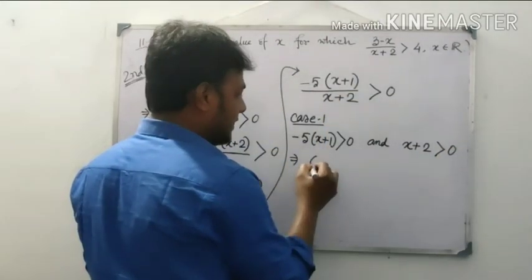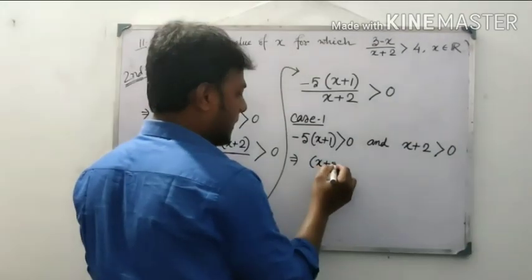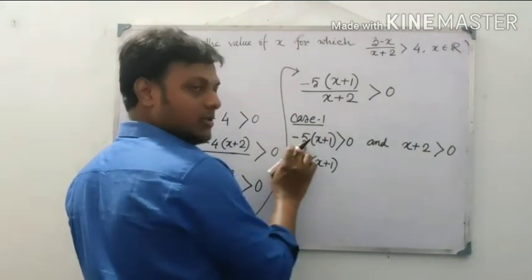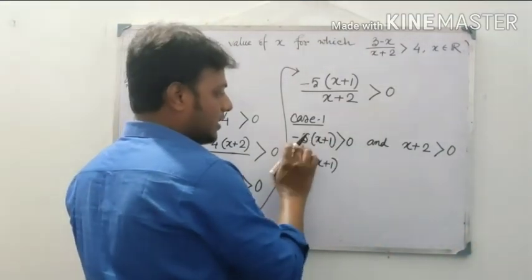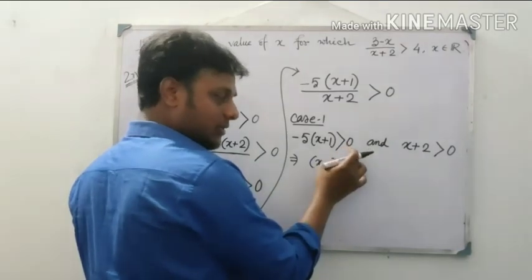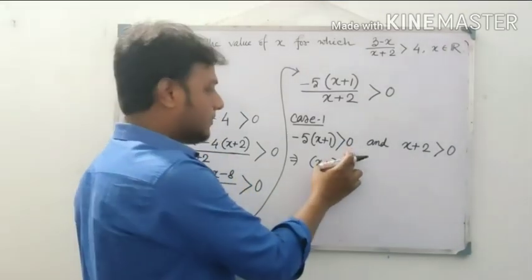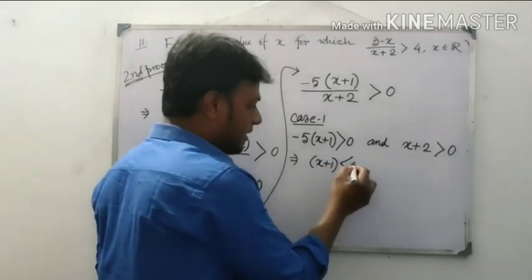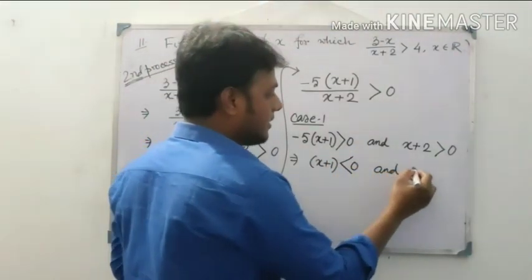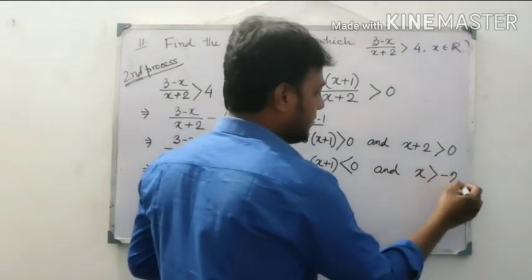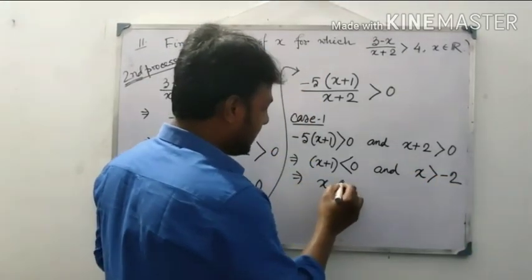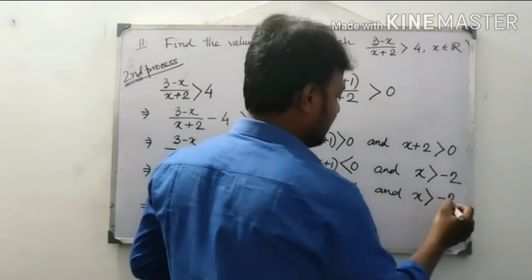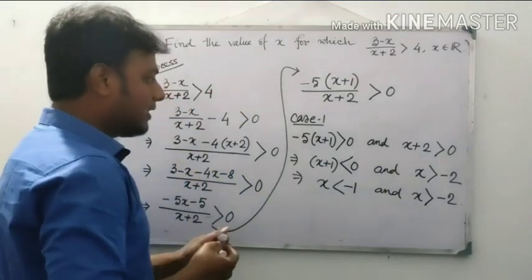So from this, x plus 1, divide both sides by minus 5. Since we have to remove this minus 5, divide both sides by minus 5, then 0 by minus 5 means 0 itself. And since we divide both sides by a negative number, its sign will be changed and it will be less than 0. And this one is x greater than minus 2. Understood? And from this we get x less than minus 1 and x greater than minus 2. Okay, now combine these two, then you will get the answer.